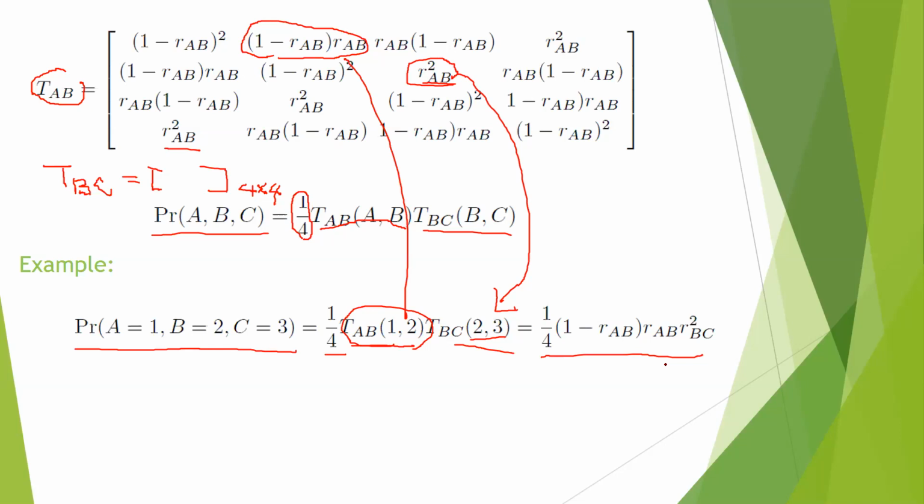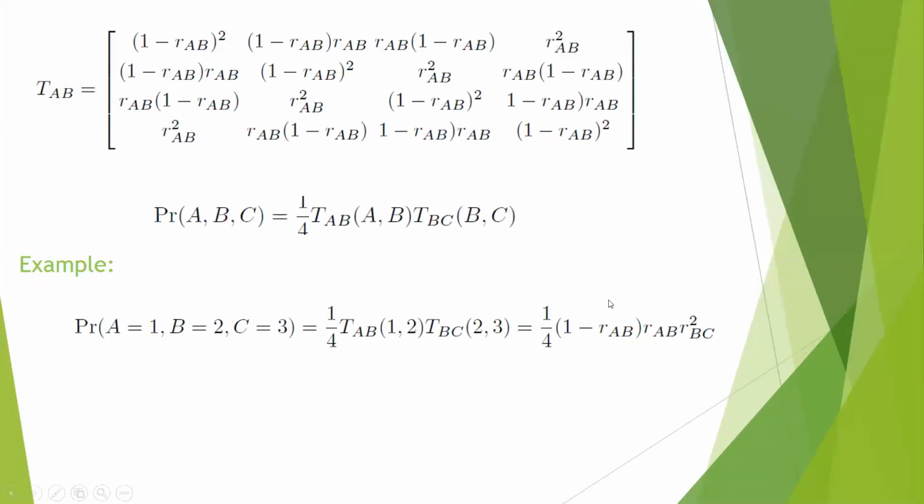Yes. You said we need to use BC, but it's going to be in the same position? Yes, same position, that's correct. Because I didn't provide the matrix for BC, right? The TBC should be very similar to the TAB, but you have to replace RAB by RBC. That's why you see it here. Very good. Any other questions?